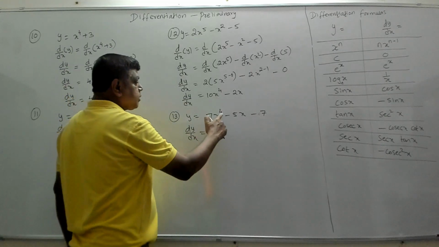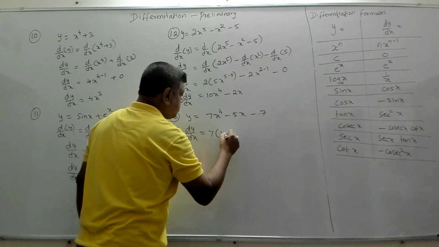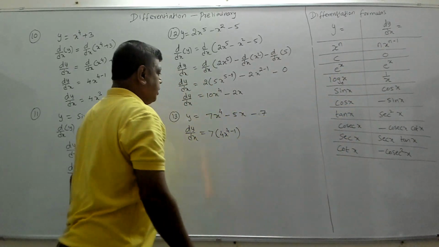So what is the differentiation of x power 4? That is x power n, n x power n minus 1. So that will be 4x power 4 minus 1. So we are applying this formula, right? Because it is like x power n.